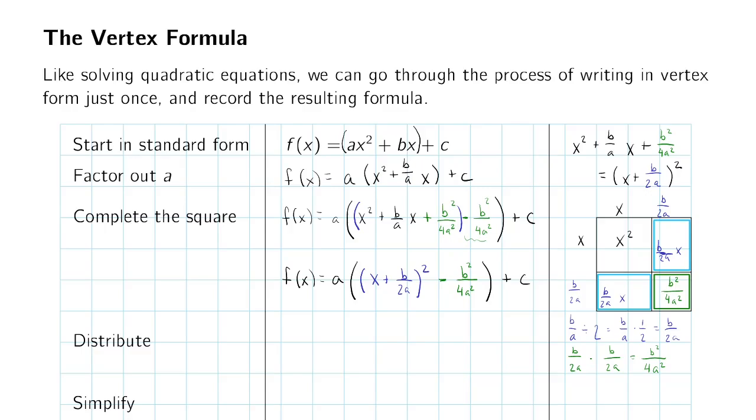Okay, so we've done the complicated part. We've done the completing the square. Now we just need to simplify this. So we'll distribute the a, and we'll have f of x is a times x plus b over 2a squared minus a times b squared over 4a squared plus c.